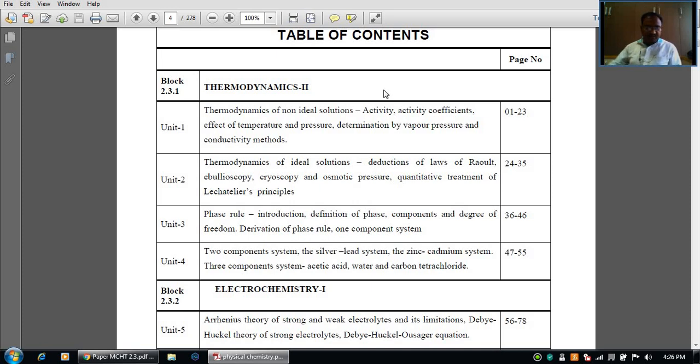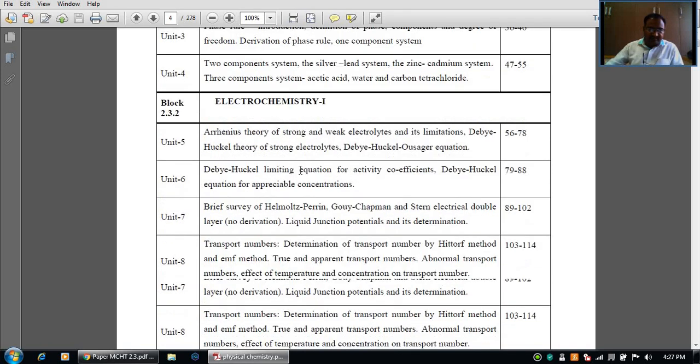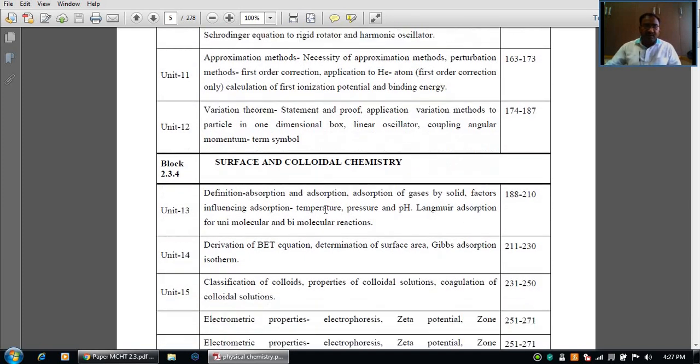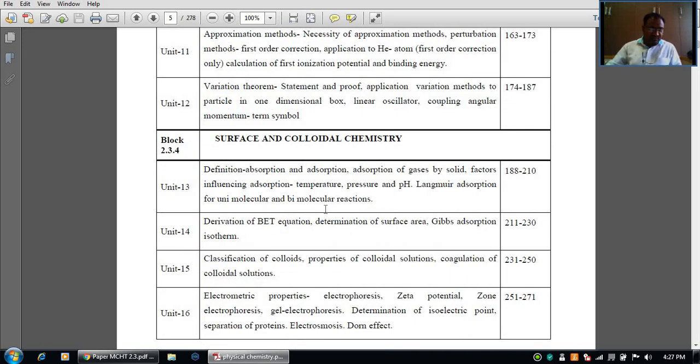In part 1, you answer any 8 questions out of 10 questions. In those 10 questions, we are giving 3 questions from the first block, 3 questions from the second block, and 2 questions each from the third block and fourth block.